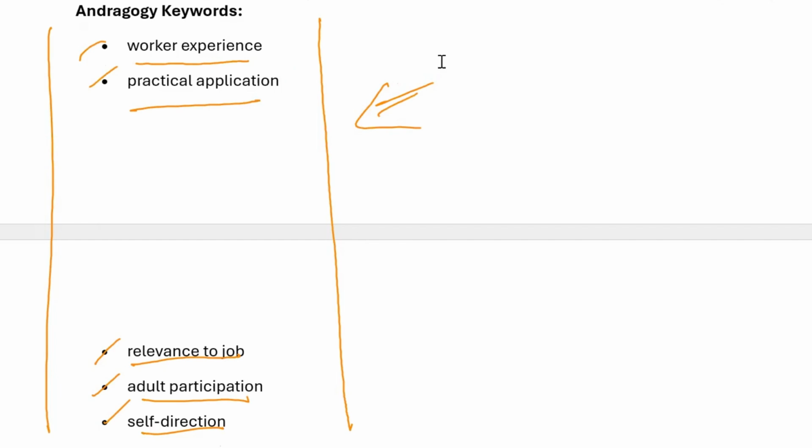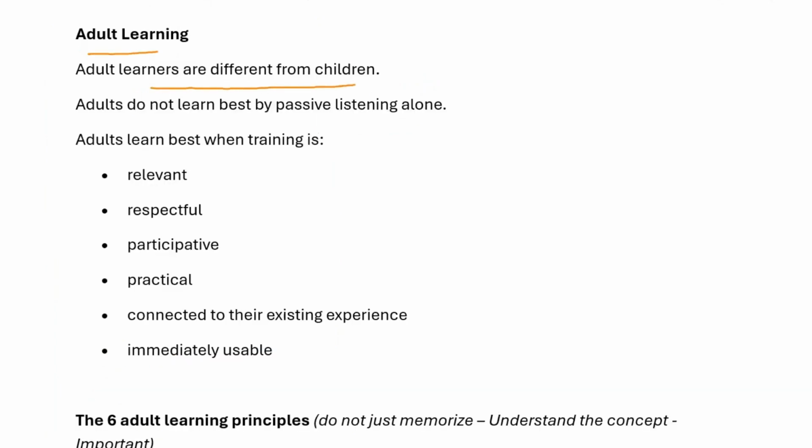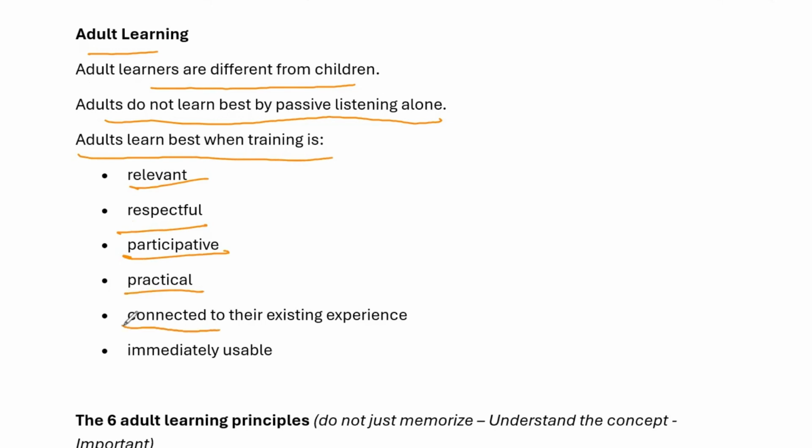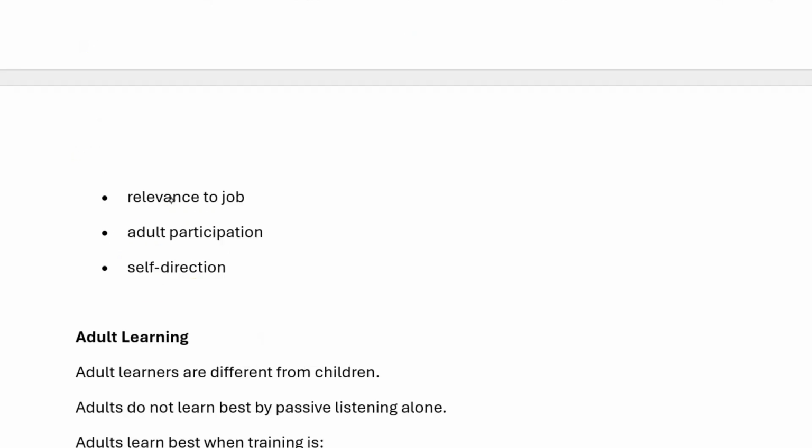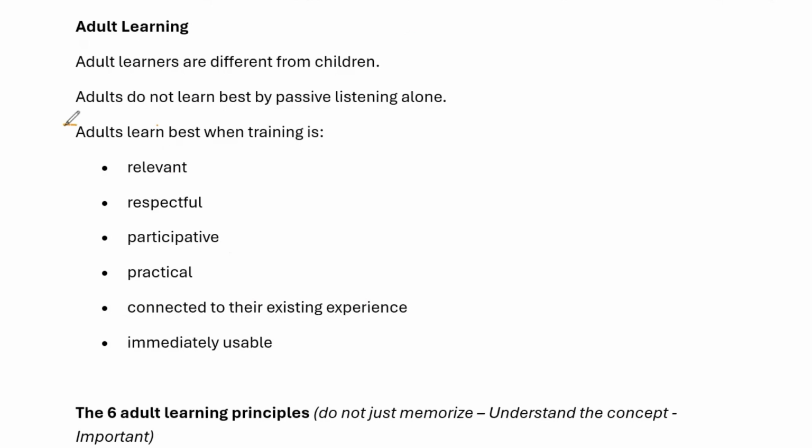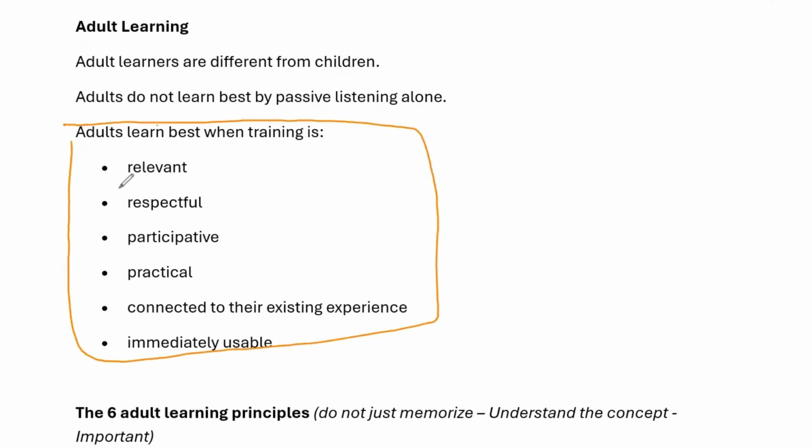Now, see, adult learning, this is what we were telling. Adult learning is different from children's learning, which is pedagogy. Adults do not learn best by passive listening alone. Very, very important. Adults learn best when training is relevant, respectful, participative, practical, connected to their existing experience and immediately usable. This is what we have discussed at the top also. How adult learning should be: relevant to the job, adult participation, self-directed. If you want to make adult learning interesting and active, adults learn best when it is relevant to the job.